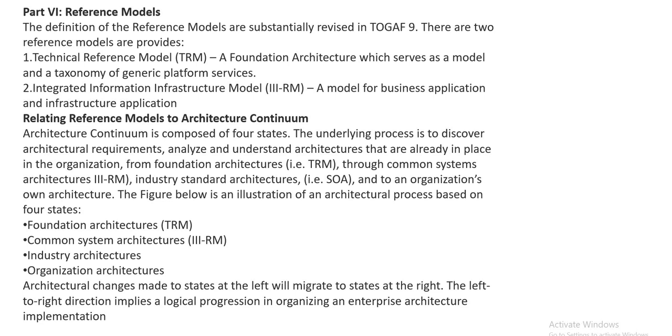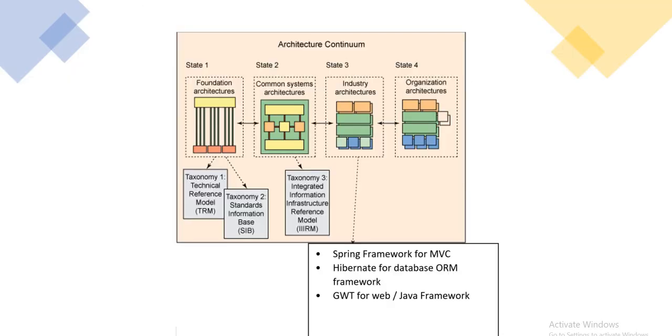Now come to the sixth point, the reference model: the technical reference model and integrated information, which we can say is the infrastructure model. The reference model has the fundamental architecture point, the TRM, and the common system architecture, industry architecture, and organizational architecture, which you are defining now.